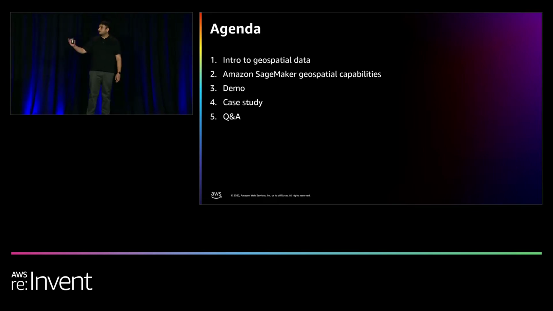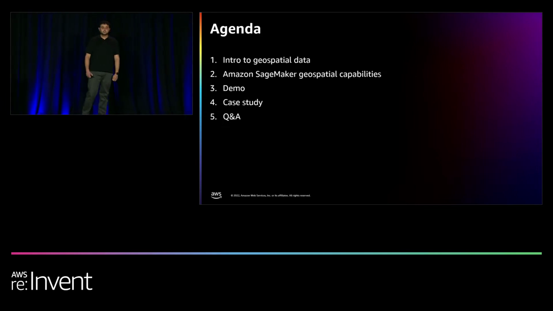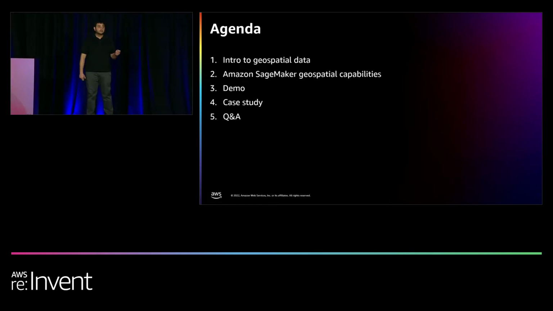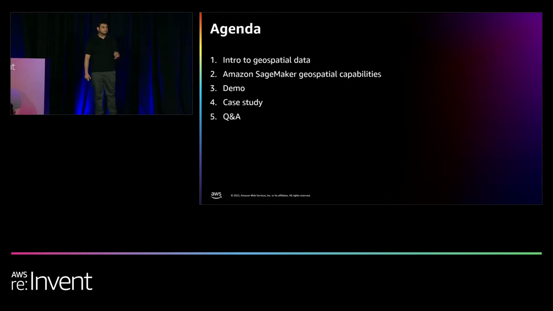Then Shang, our amazing data scientist, is going to come here, show us these capabilities live in action, and bring all these features to life. And then Damian from Arup, which is one of our customers, is going to come here and talk about how they are using SageMaker Geospatial capabilities to help city planners and developers make better decisions so that they can build better, sustainable, and resilient cities. And we'll leave some time at the end for Q&A.